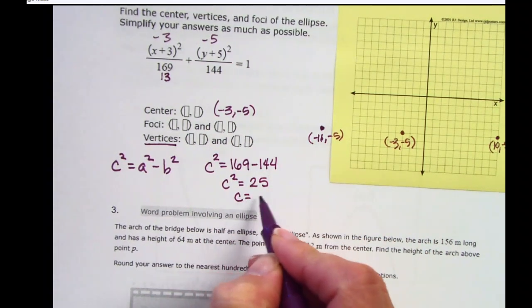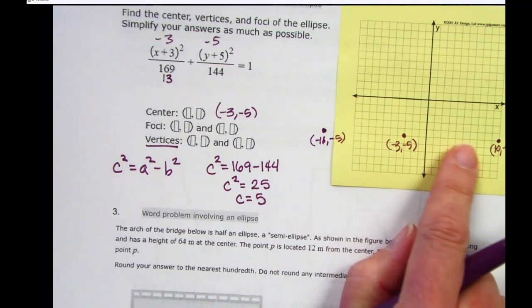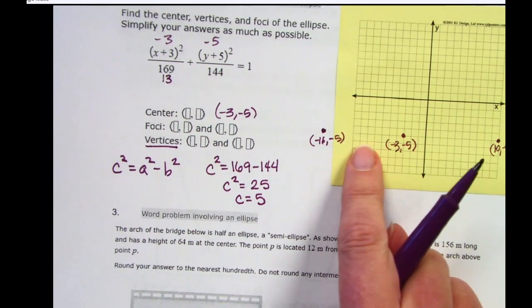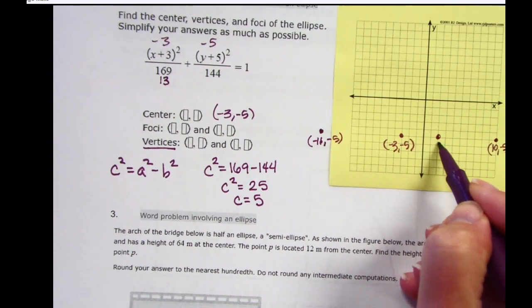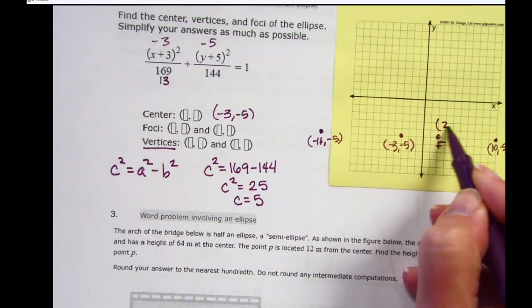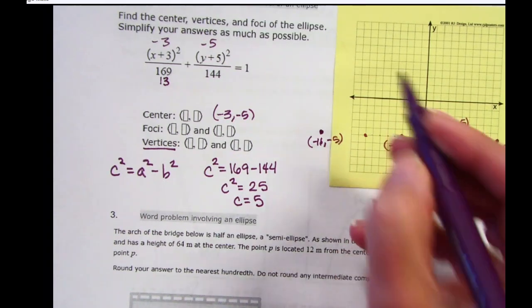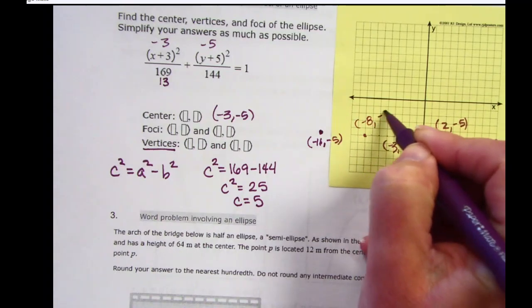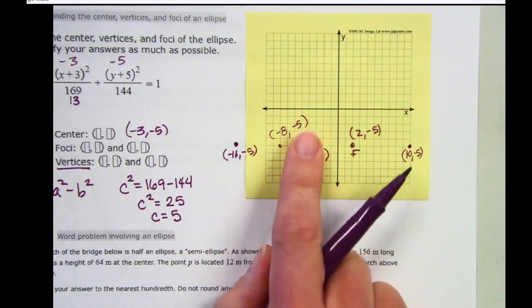So c is 5. So what that means is one focus sits 5 to the right, the other sits 5 to the left of center. How far? 1, 2, 3, 4, 5. So if we're adding 5, that would be (2, -5). Take away 5, 1, 2, 3, 4, 5. (-8, -5).